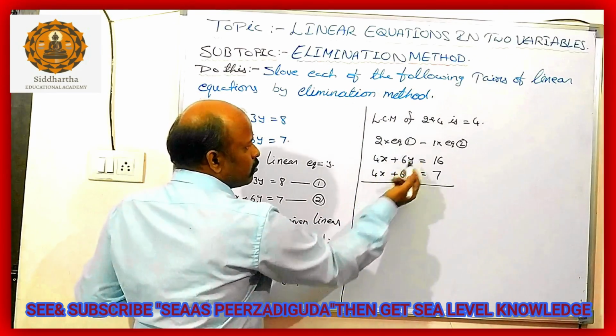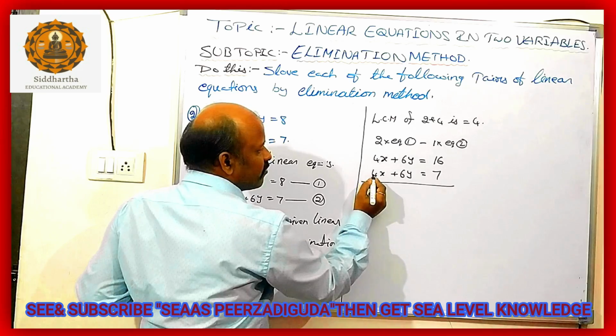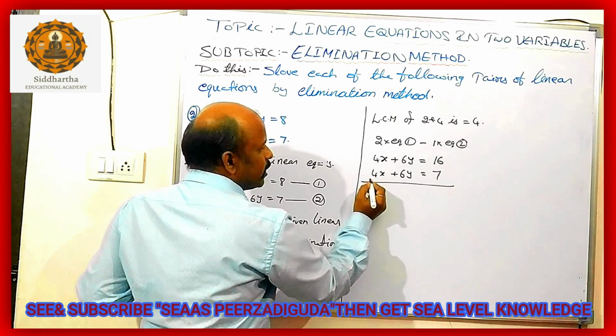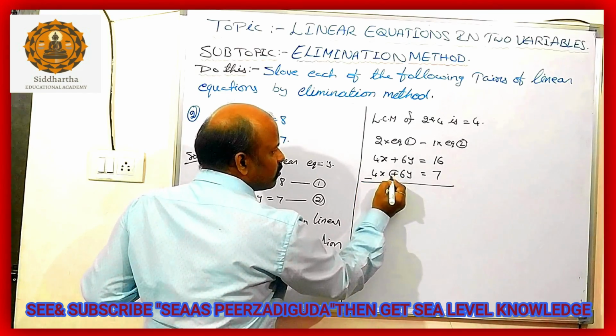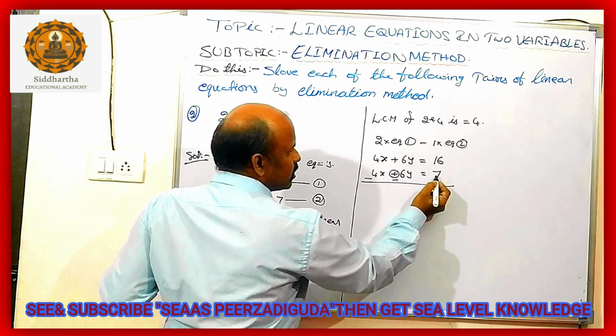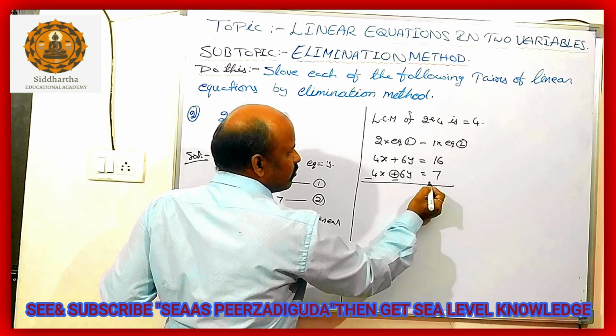So now, whenever we are doing subtraction, we have to change the symbols over here. Before 4, nothing is there, means plus. Here it will be minus. Before 6y, the symbol is plus, it will be minus. Before 7, nothing is there, means plus, it will be minus.